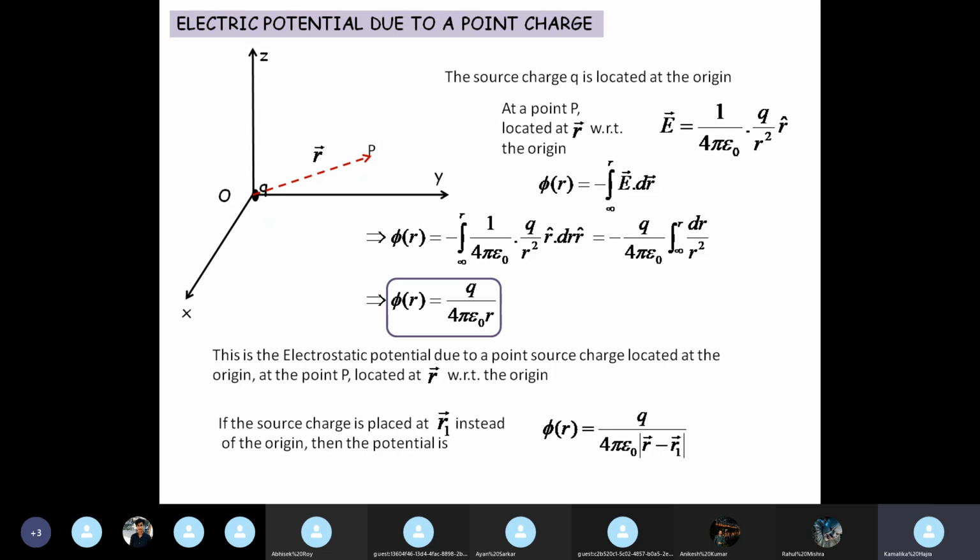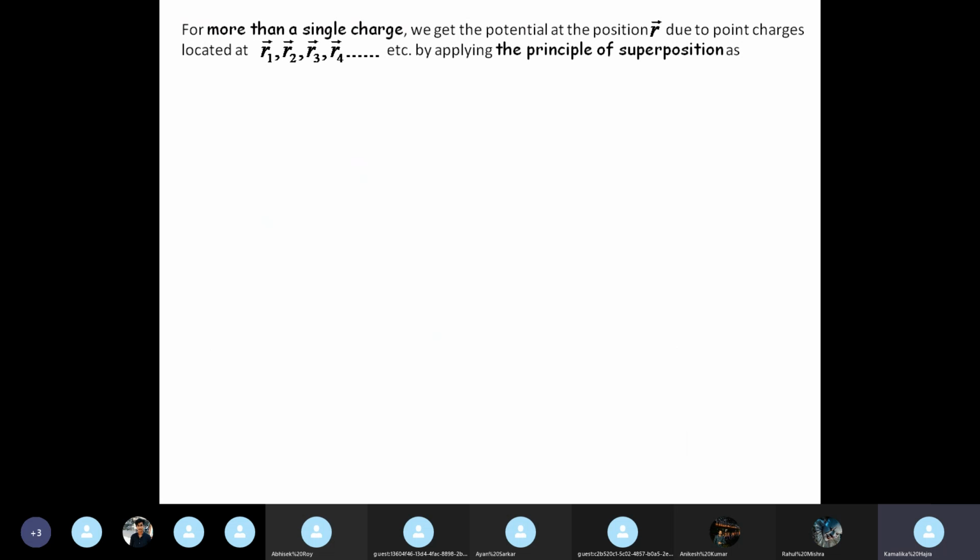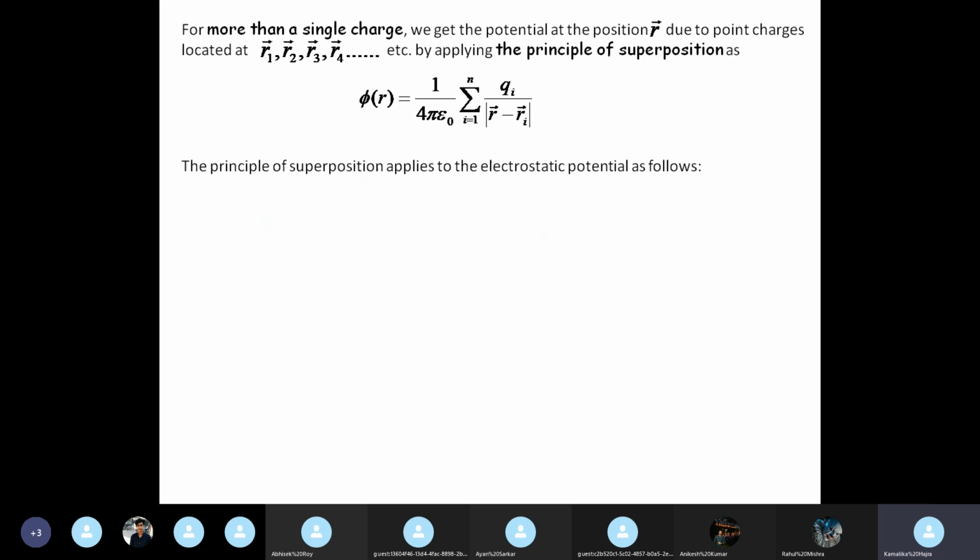Of course, if you are placing the charge at a distance r1 with respect to the origin, if your reference point changes, then instead of r, you just write modulus of r minus r1. Now, if you have more than a single charge, then what will you do? Suppose there is not one single charge, but several discrete charges at r1, r2, r3, etc. Then we just apply the principle of superposition and get the potential as this. Just sum over all the individual potentials. So the principle of superposition applies to the electrostatic potential like this.